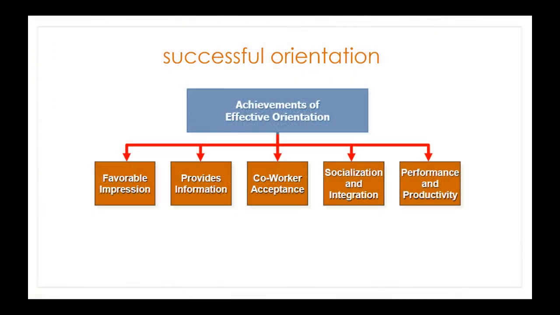This chart depicts the outcomes of a successful orientation program. They include creating a favorable impression, providing needed information, getting coworker acceptance, socializing and integrating the new hire, and providing what the employee needs to become productive and performing at a high level as quickly as possible.